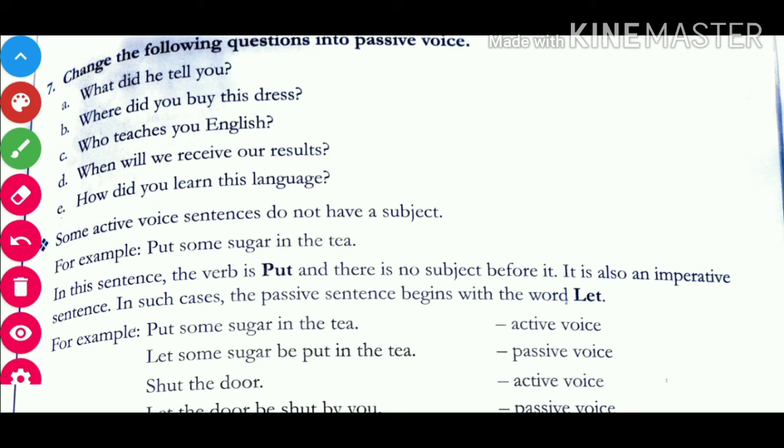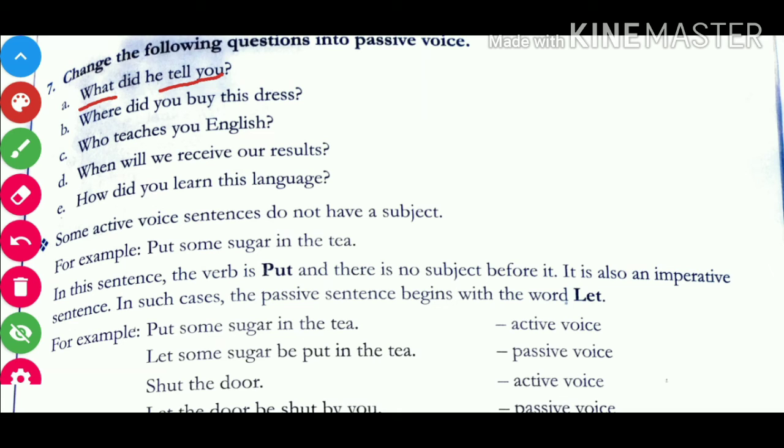So इसमें दो आंसर्स की पॉसिबिलिटी है when you change it into passive voice. The first can be: What was told by him to you. क्या पैसिव वॉइस बन सकता है? What was told by him to you. And next sentence possibility is: What was told to you by him. बाय हिम हमेशा लगेगा पैसिव में इसमें, है ना.